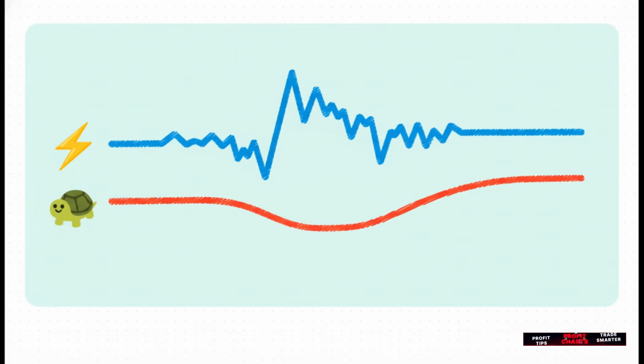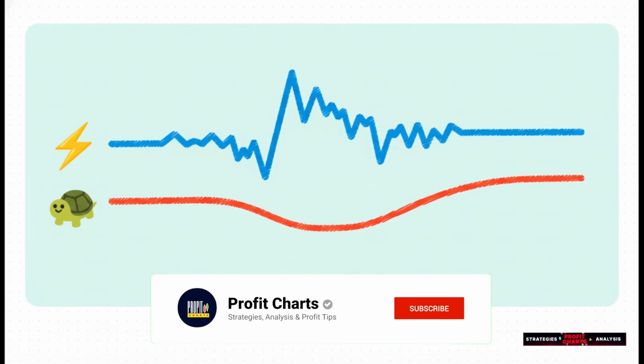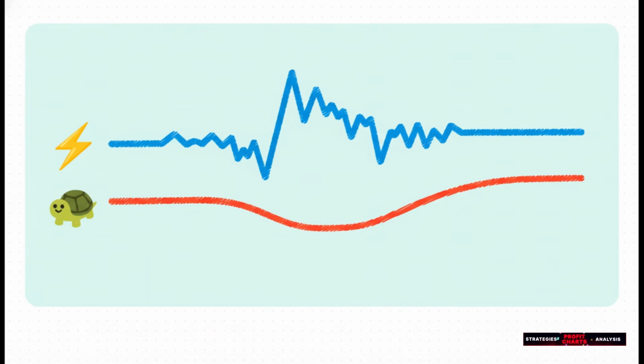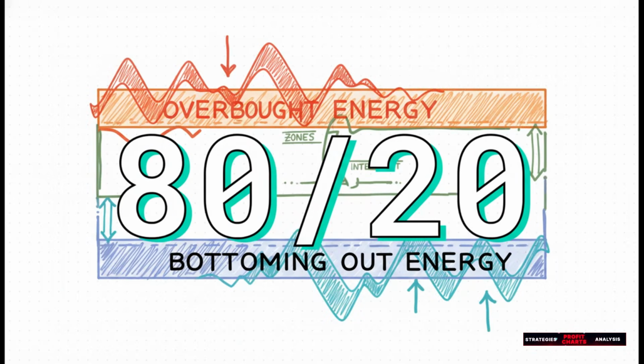So the indicator itself is pretty simple. It's just two lines. You've got the blue line, which is called %K. That's the fast one. It tells you where the price closed right now compared to its recent high-low range. Then you have the red line, %D. That's just a smoothed-out average of the blue line, and that's what we often use as our main signal line. And of course, you have the famous 80 and 20 levels. Anything above 80 is what we call overbought, and below 20 is oversold.